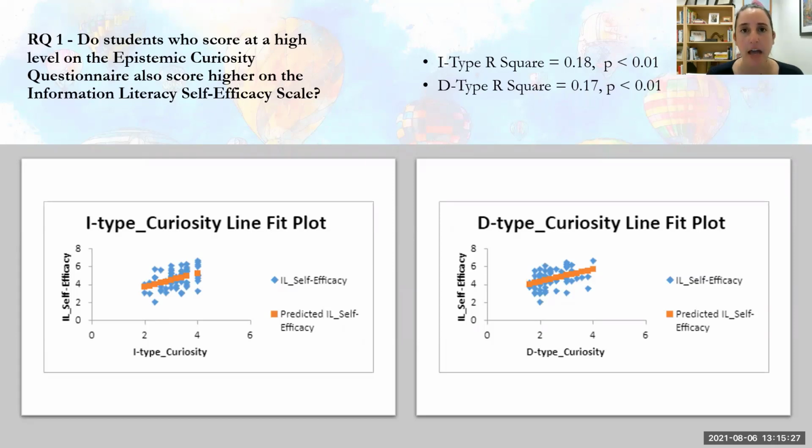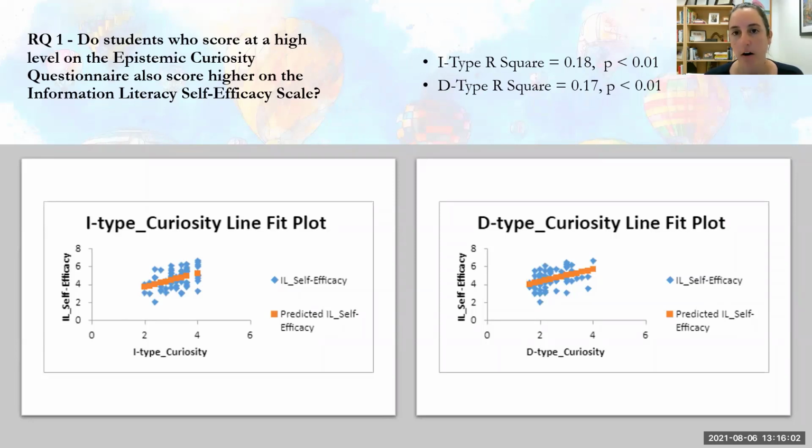And what you're seeing in these charts is the orange squares are the predicted information literacy self-efficacy scores based on the linear regression model. The blue diamonds are the actual plotted points, the points that I received from the students. So you can see here there's a slight upward trend for both I-type and D-type. This information was statistically significant. The p-value was less than 0.01, but the effect was relatively small.